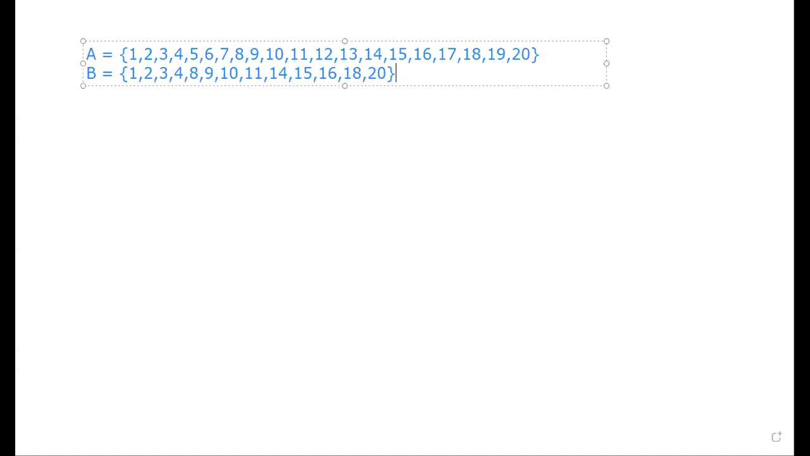And so what they're asking for is the number of A union B, so the number of A or B, and they want to know the number of A intersect B. So the two things we have to find out for this are A union B.